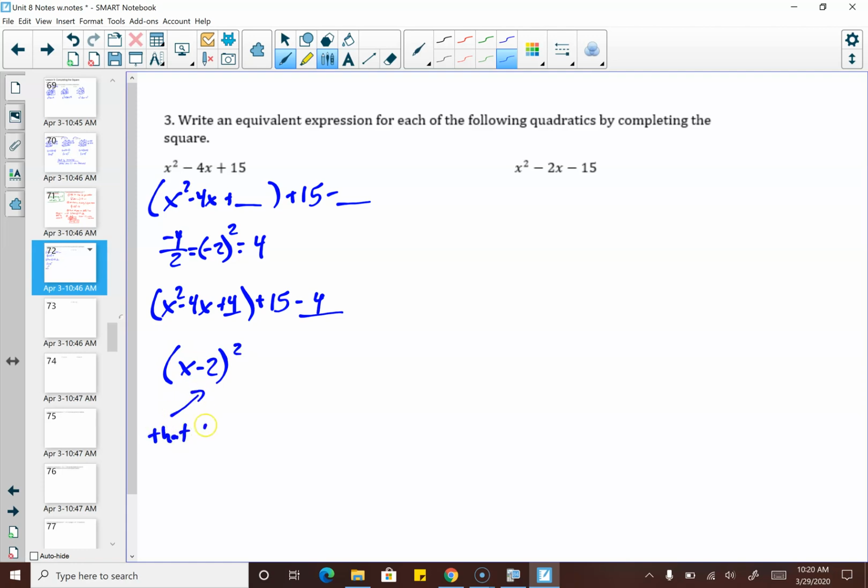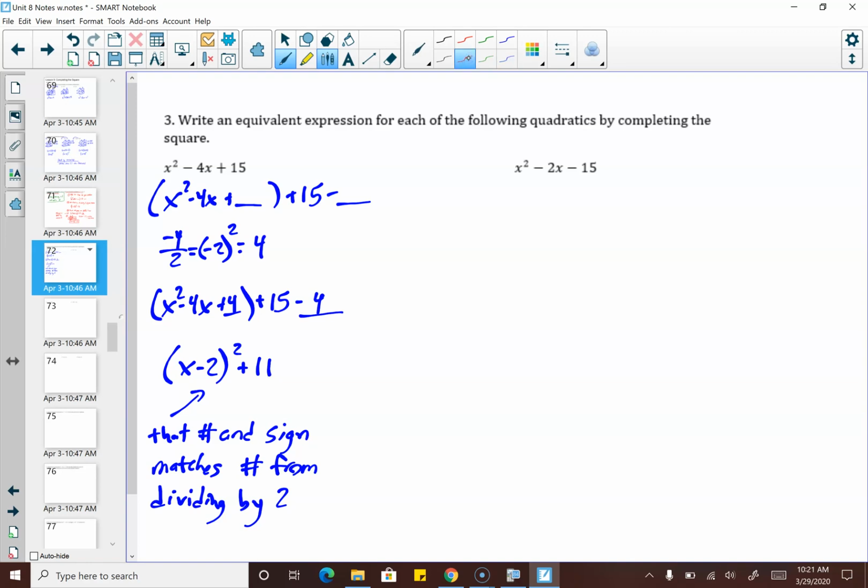So that number and sign, positive or negative, matches the number from dividing by 2. Okay, and then we're going to add, and then we're going to subtract this stuff on the outside. 15 minus 4 is 11. So there's our equivalent expression by completing the square. x minus 2 squared plus 11.